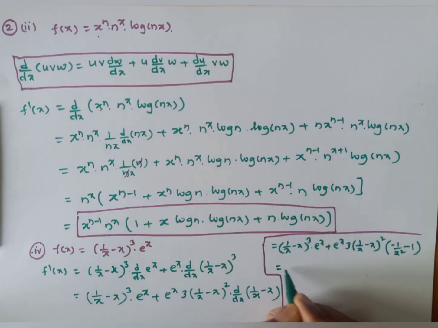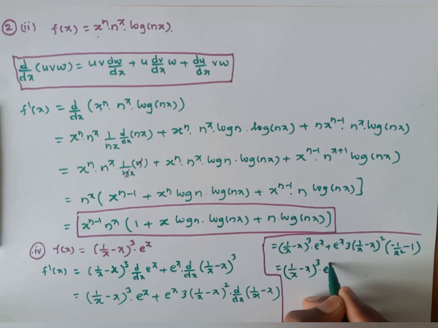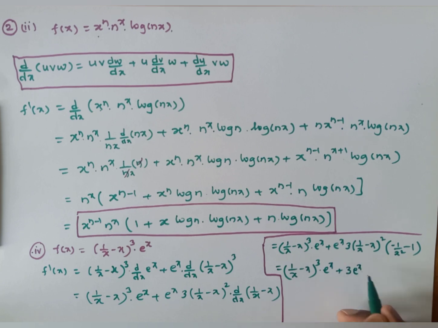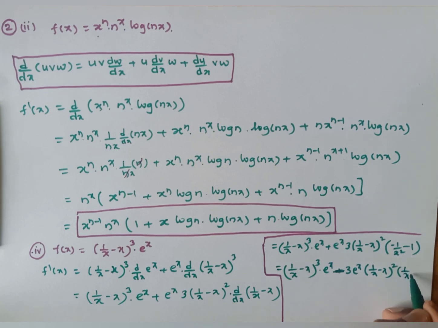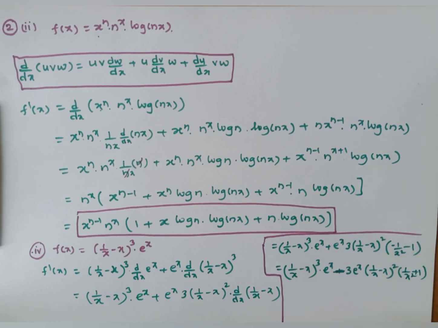So finally this is (1/x minus x) whole to the power of 3 into e to the power of x plus 3 e power x into (1/x minus x) whole square. So here minus is common, right? Sorry, minus common, so it is 1 by x square plus 1. So finally the answer is (1/x minus x) whole cube into e power x minus 3 into e power x into (1/x minus x) whole square into (1 by x square plus 1).